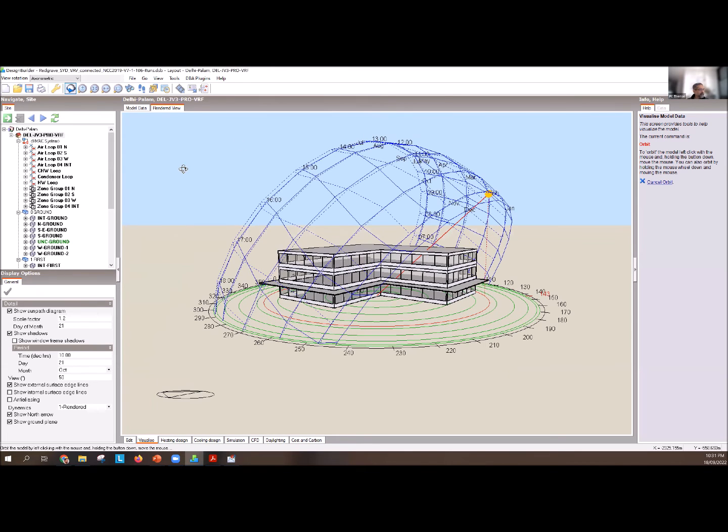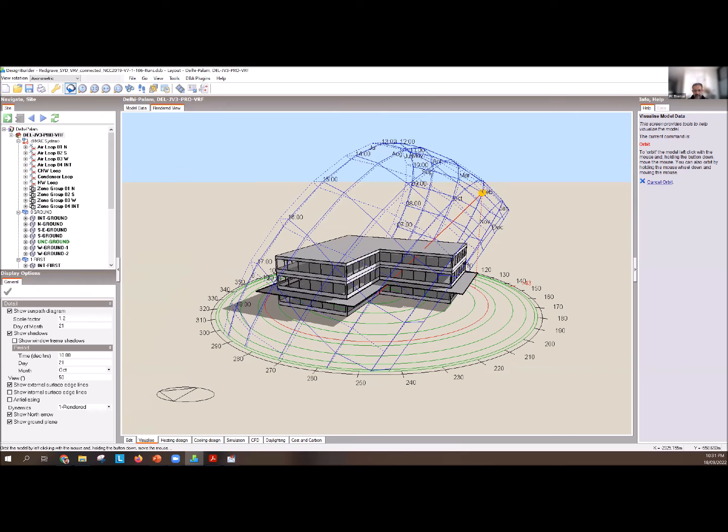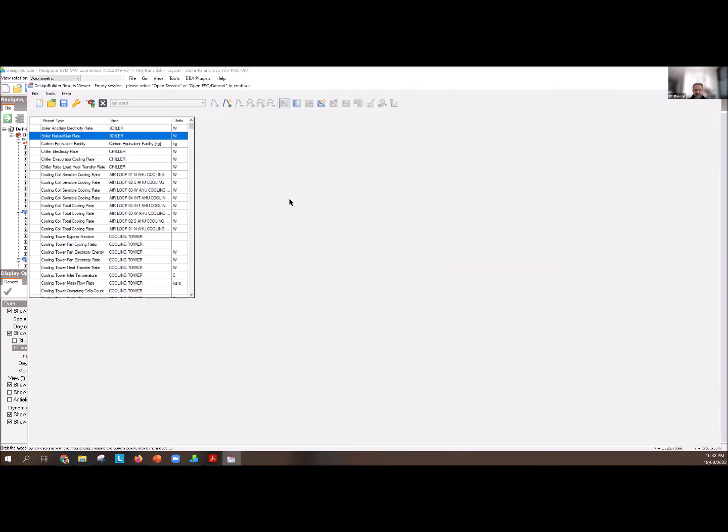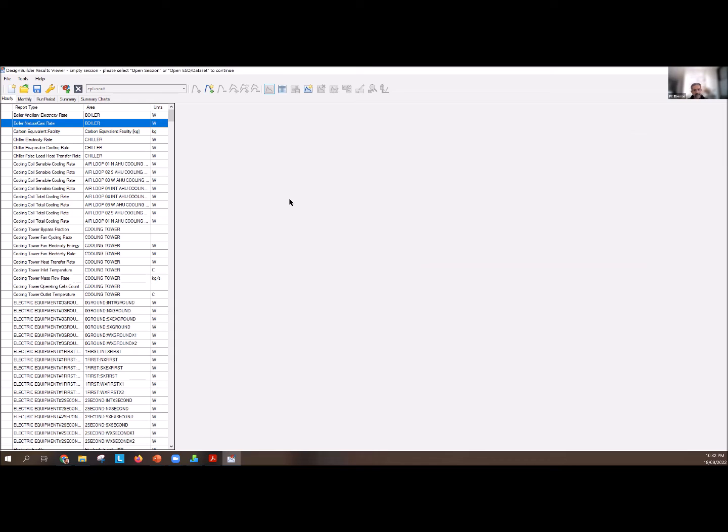Now, while Mansi was presenting, I did a quick run, and I just wanted to show you how you can see results that come out of EnergyPlus. EnergyPlus, as I said, is the engine that sits behind. We have a program called Results Viewer, which is free to download and use. And with that, I ran this model that we were talking about just now.